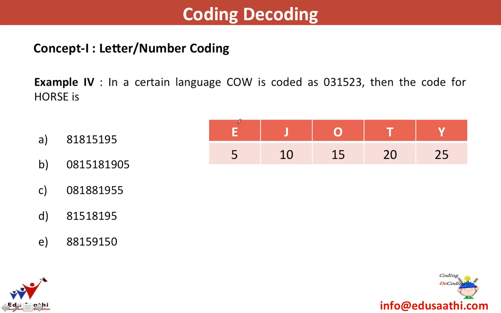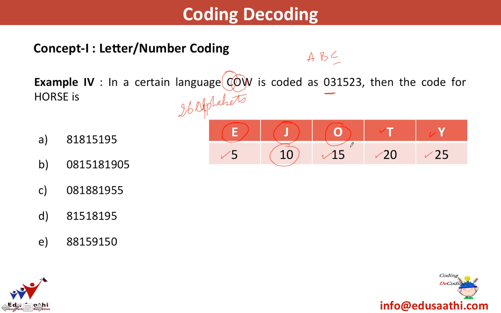Now, Ejoti means that E is the 5th alphabet in the English alphabet series. J is the 10th letter. O is the 15th letter. T is the 20th letter, and Y is the 25th letter. In all, we have 26 alphabets or letters. So this makes it a little easier. Now if C is easier to find out, we have A, B and C. So C is the 3rd letter, so that is why I have a 03 here.